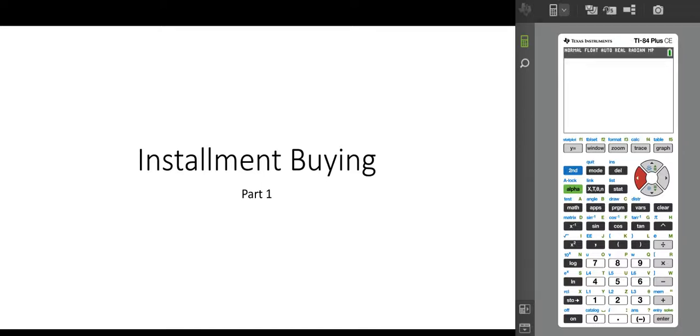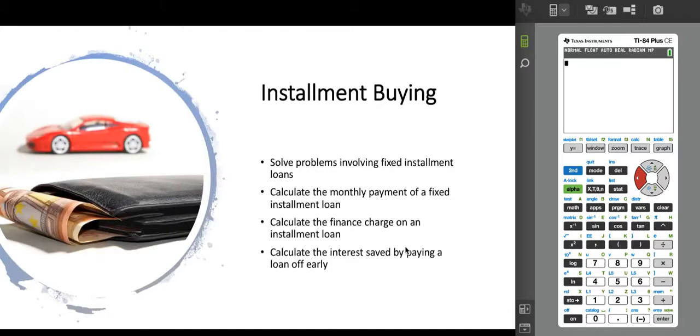We're talking about installment buying today. Specifically, we're going to be talking about fixed installments in this screencast. So, what I want you to learn specifically from this screencast is how to solve problems involving fixed installment loans.